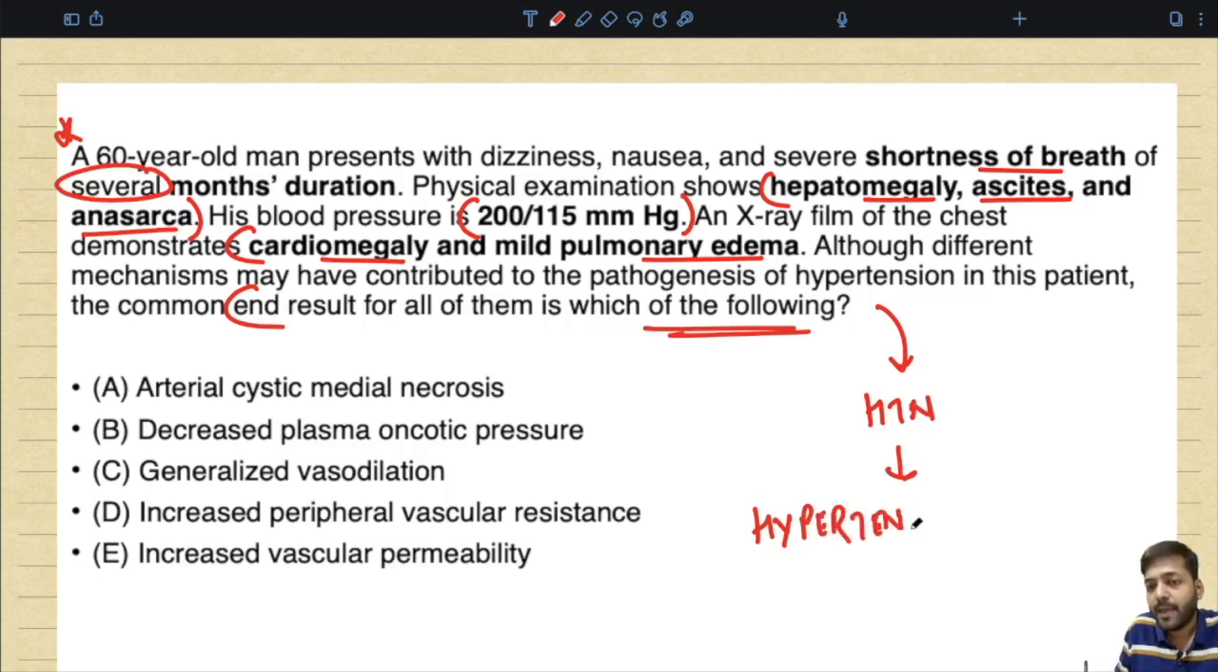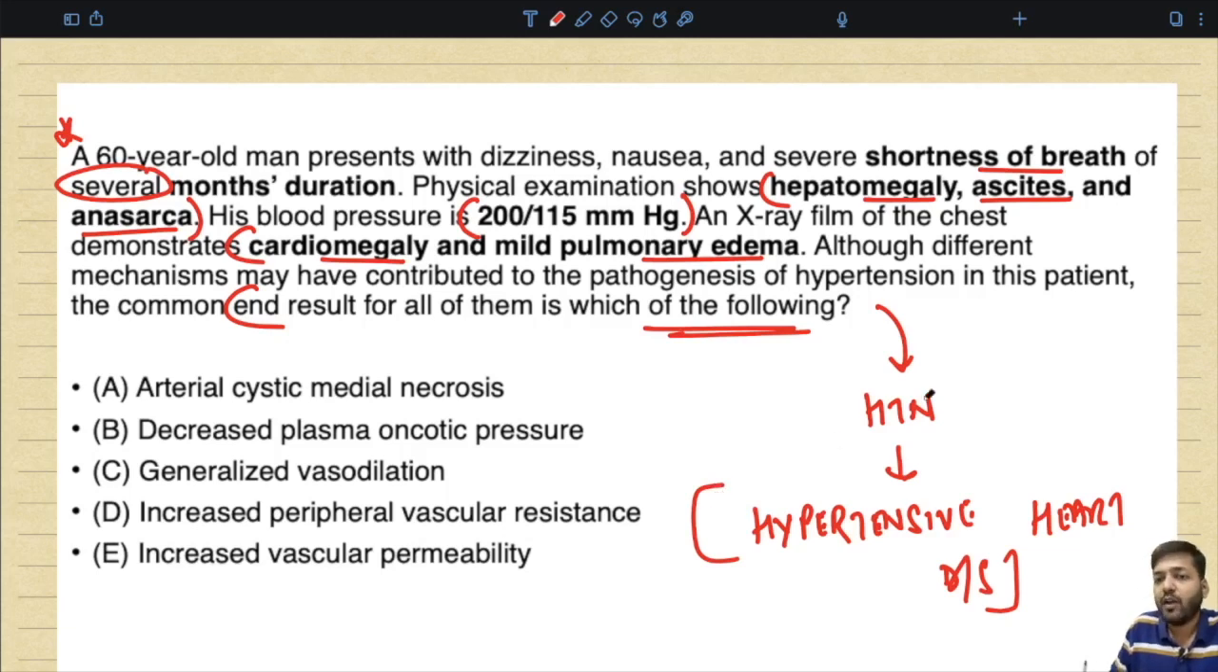There is a hypertensive heart disease which has taken place over here. The patient has now gone into heart failure, as we can see from cardiomegaly and mild pulmonary edema. And because of the heart failure, there is hepatomegaly, ascites and anasarca, so generalized edema is there. The patient also has shortness of breath. So basically this is a case of hypertensive heart disease.